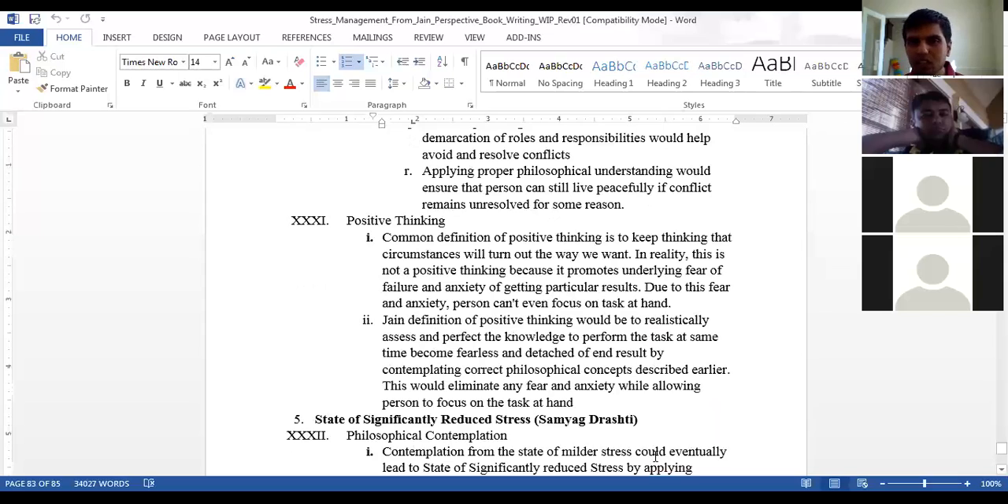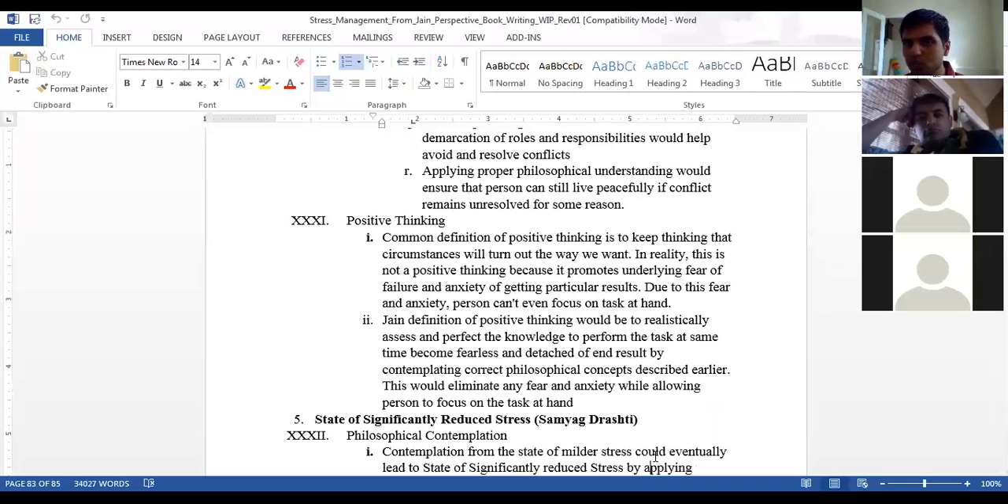Next is positive thinking. So I want to also bring about some Jain views about positive thinking. The common definition of positive thinking is to keep thinking that circumstances will eventually turn out the way we want. And if we get things we want, we think it is positive, and otherwise we think everything else is negative. In reality, this is not positive thinking because it promotes the underlying fear of failure and anxiety of getting particular results. Due to this fear and anxiety, a person can't even focus on the task at hand.